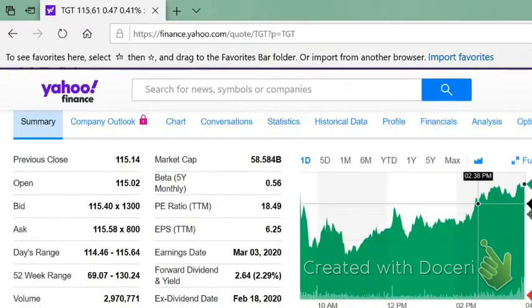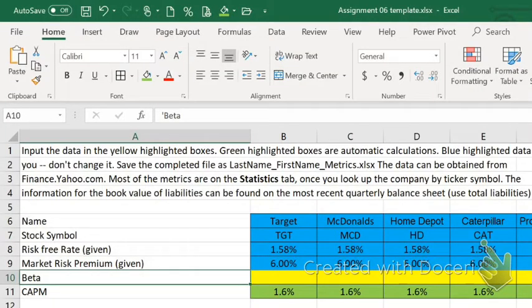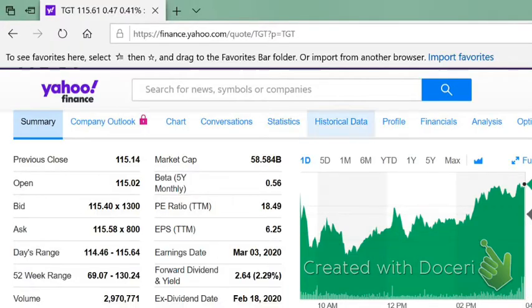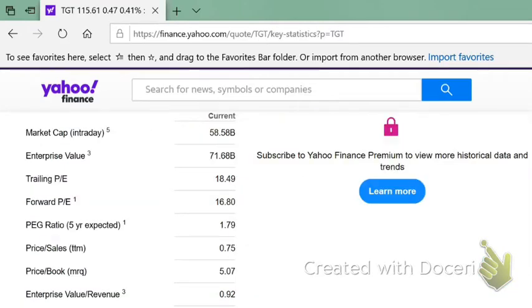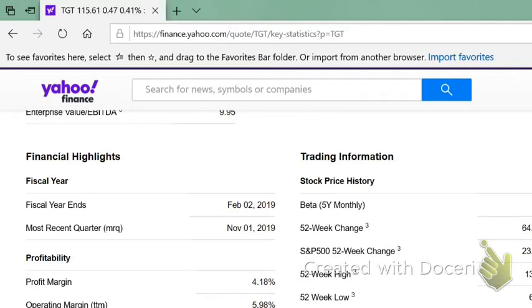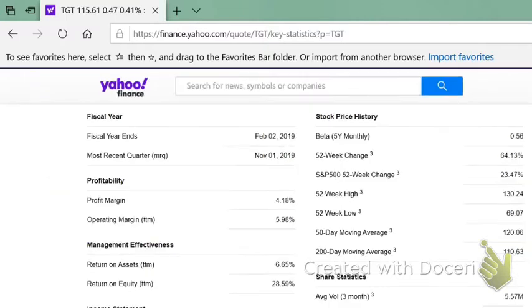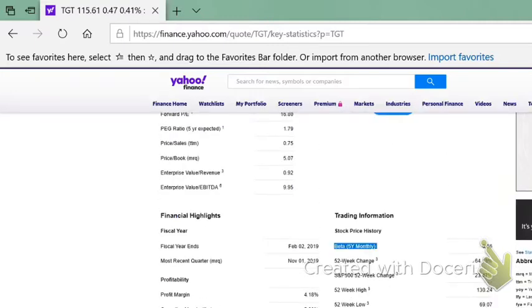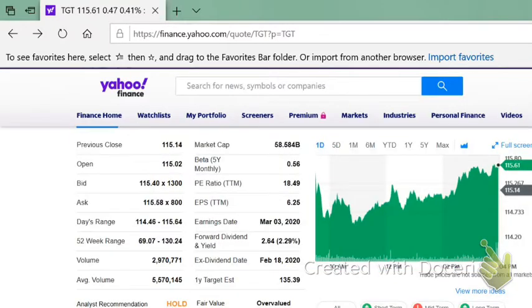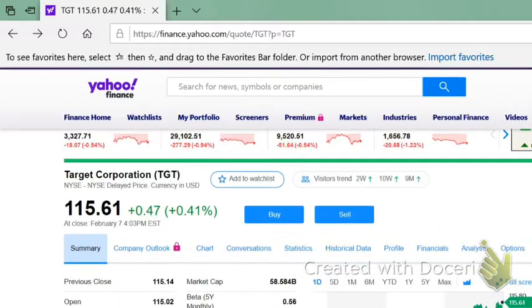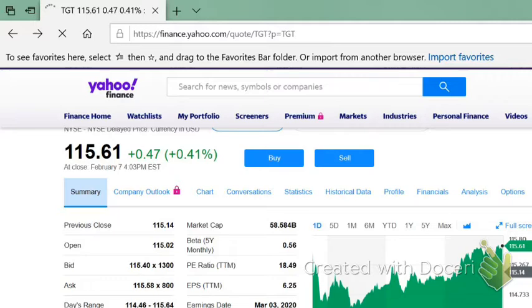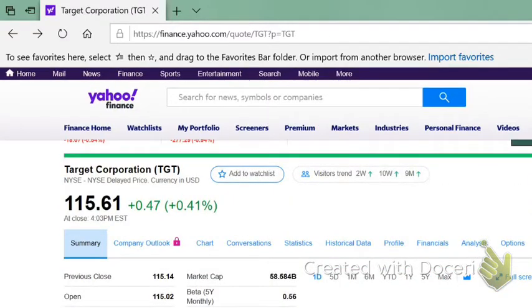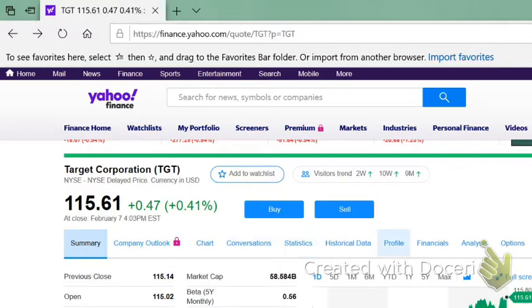Alright, so for Target Corporation, some of this data you could grab from the front page here. For example, the beta is on the front page, but it's also on the statistics page. Most of the data we're going to pull is from the statistics page, and you can find the beta there. It shows up in the second column, beta 5-year monthly data. Some of the other data is on this summary screen. So between the summary, which is the tab at the left, the statistics, the analysis, and the financials, you can get all the data we're looking for.